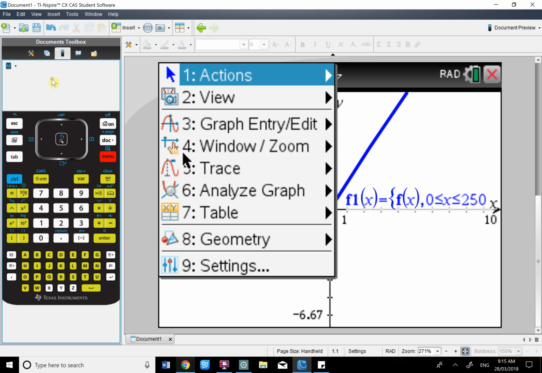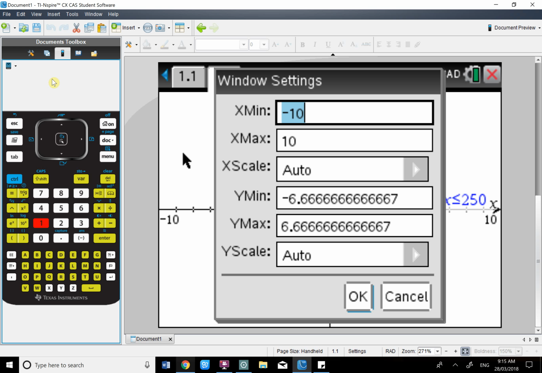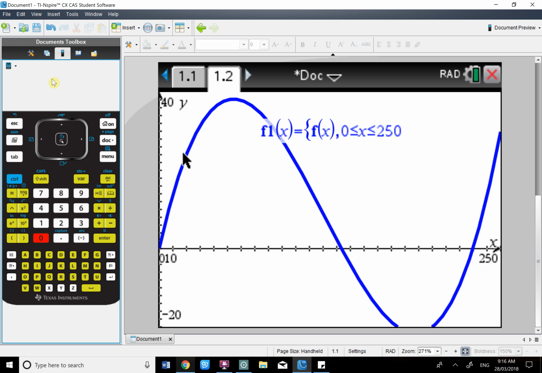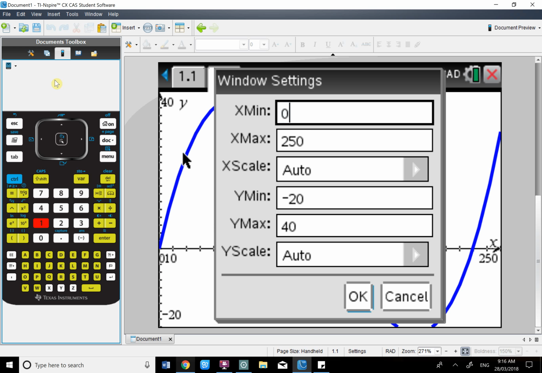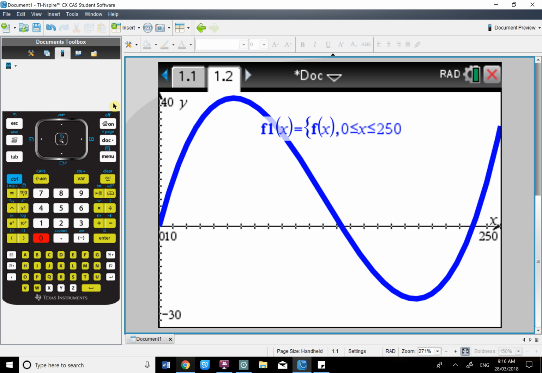So I need to change the window setting. For x, start from 0 up to 250. I don't know what I should have for y, but let's make negative 20 and 40 here maybe. I'm still a little bit below there, so I can go again. Well, it's basically a guess. Negative 30 should work. Now I can see the full graph.